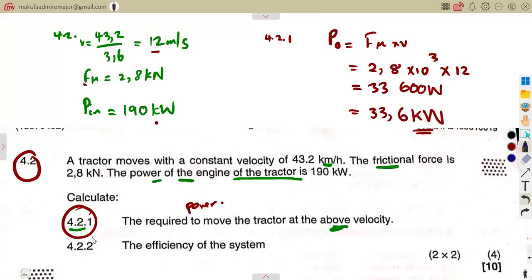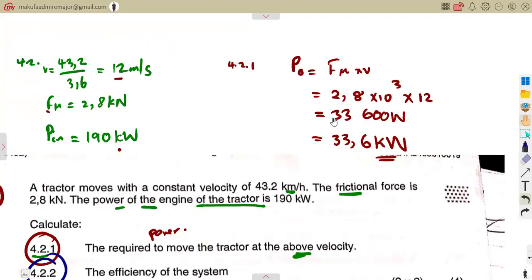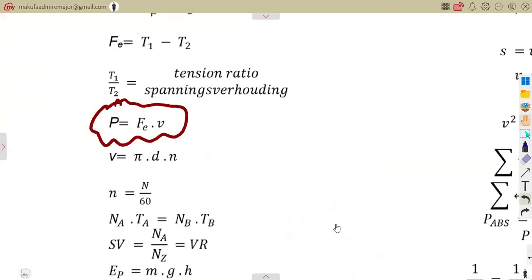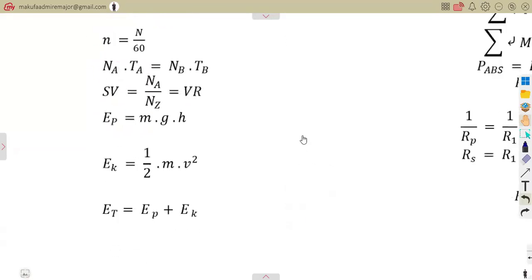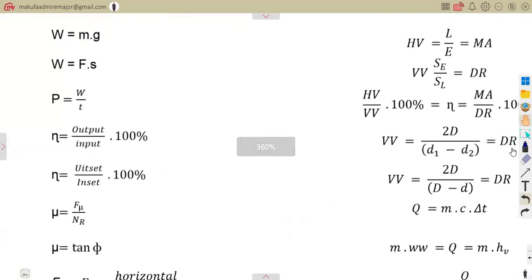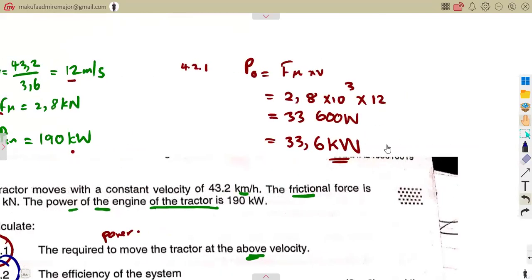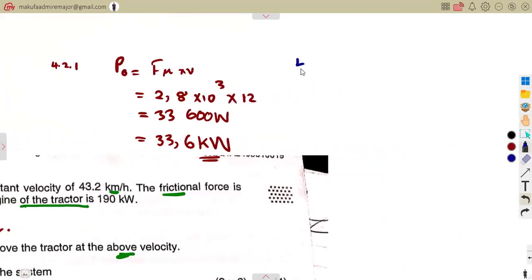Then on 4.2, the efficiency of the system. So that is the efficiency. Remember, efficiency is output over the input that we are given. Whenever you're working with efficiency, that is output over input times 100%. So in this case, what is our output? It is the power. So we consider the output power to the input power times 100%. So that was going to give us the efficiency.